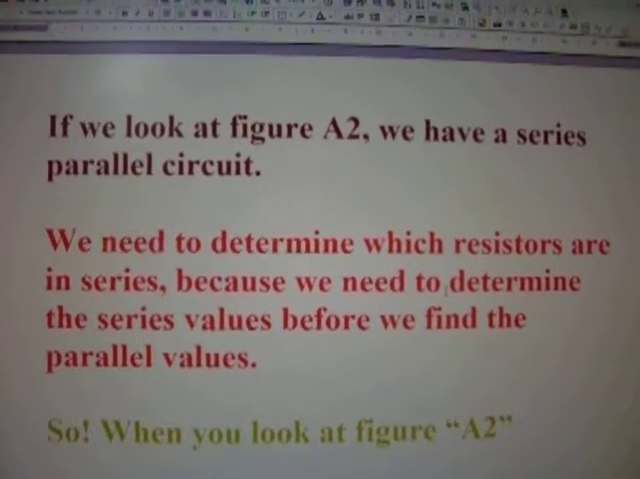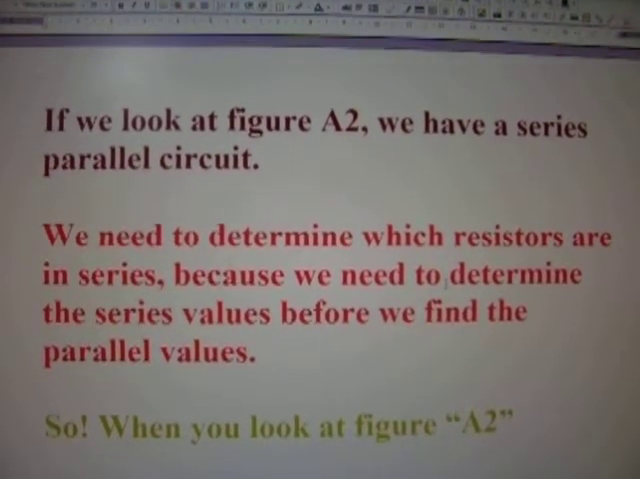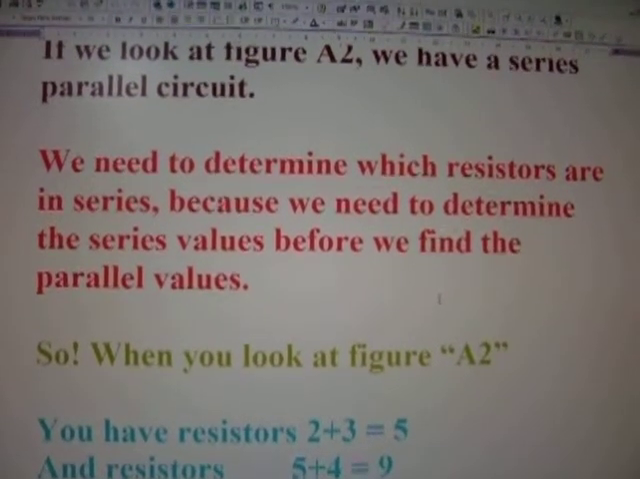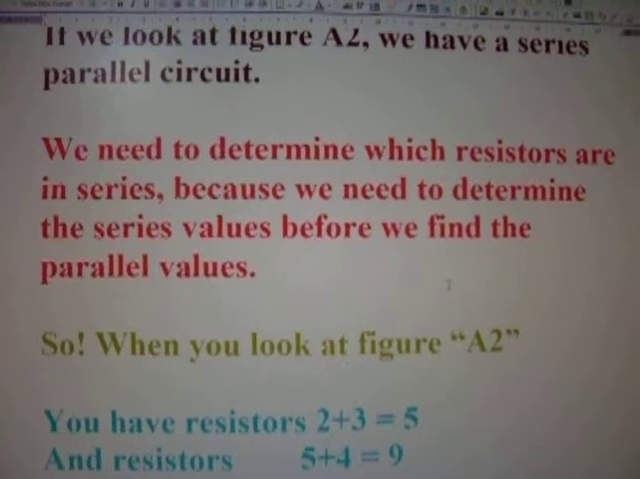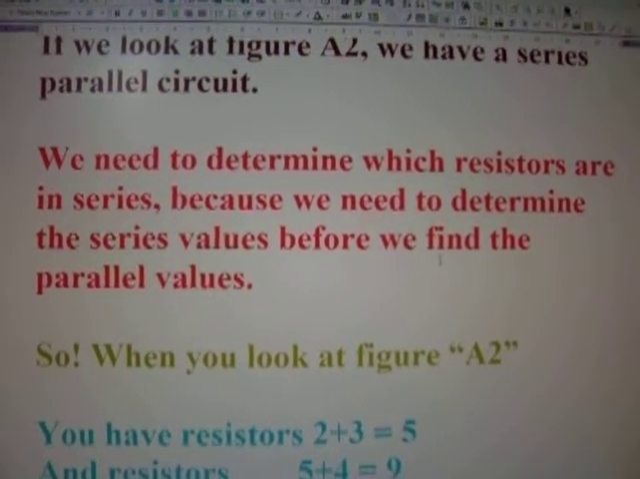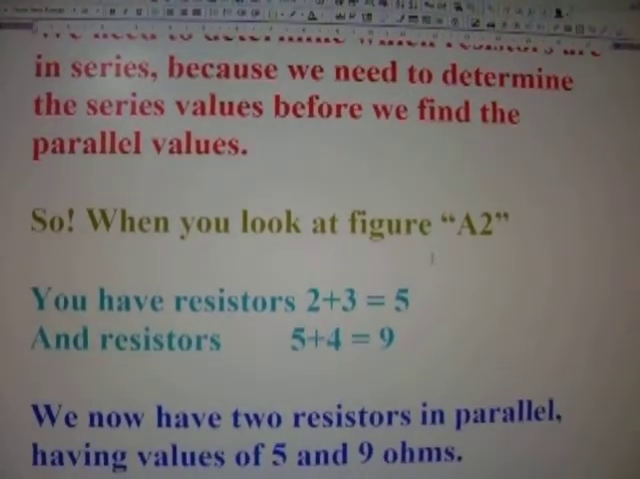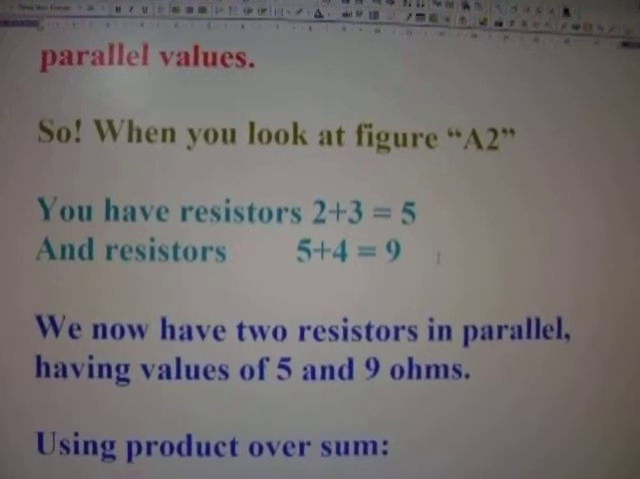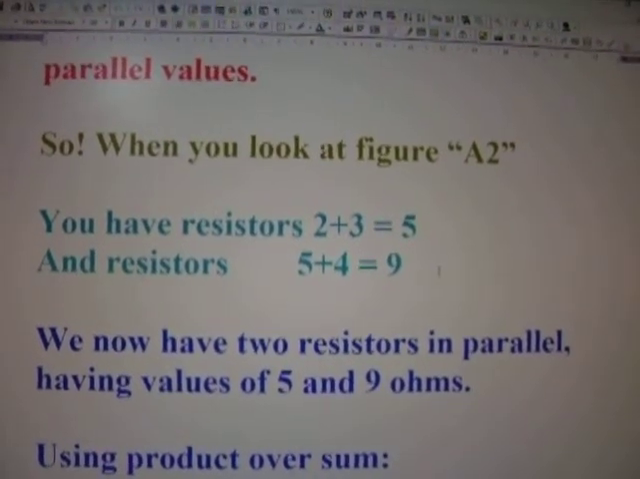Now again, if we look at figure A2, we have a series parallel circuit. Now you'll see how that has come about, and I've tried to give you an explanation as to how that process has been applied. Okay? So look at the information, read the information and the text given. And I've shown you here how we have arrived at the two resistors that began to formulate our circuit.